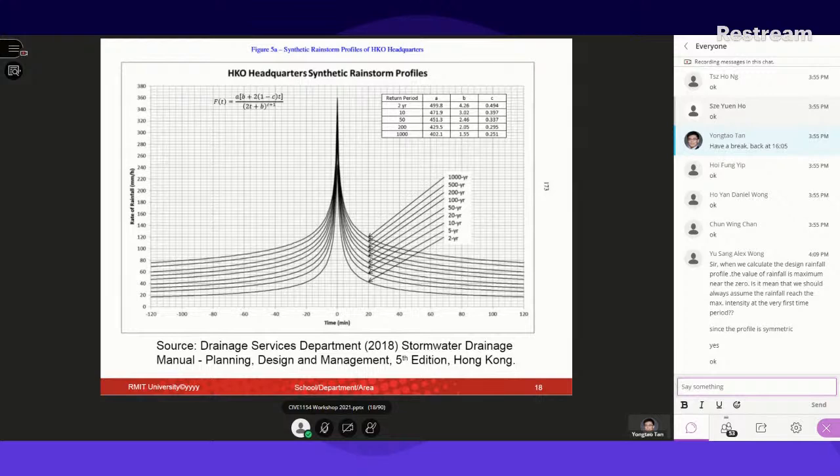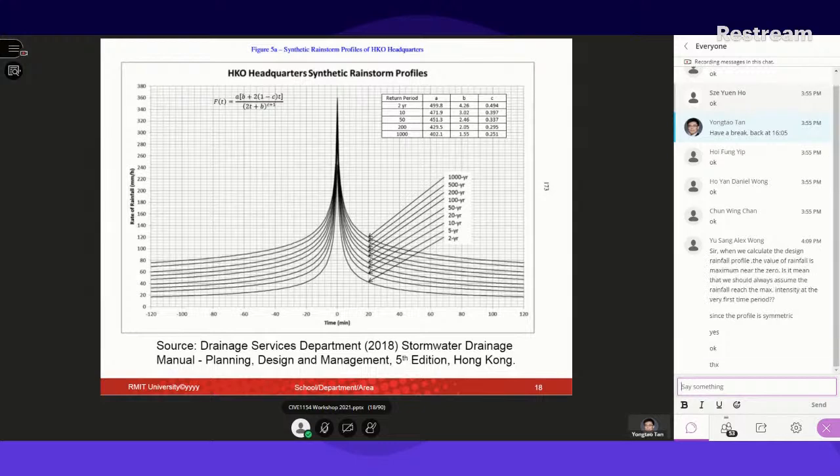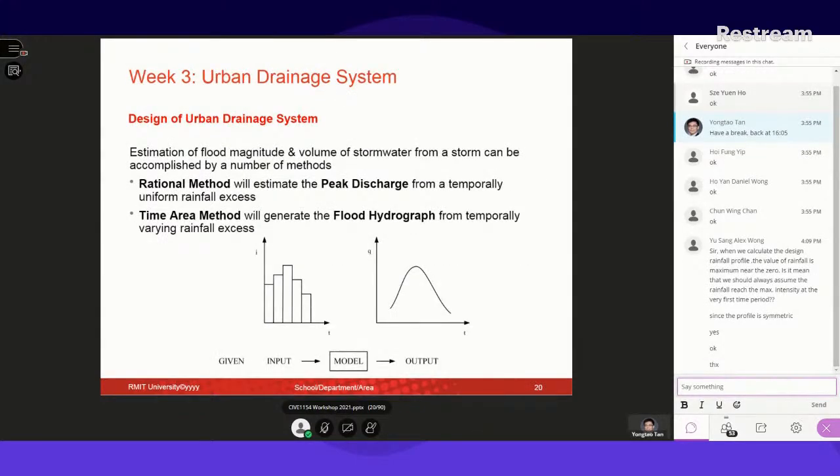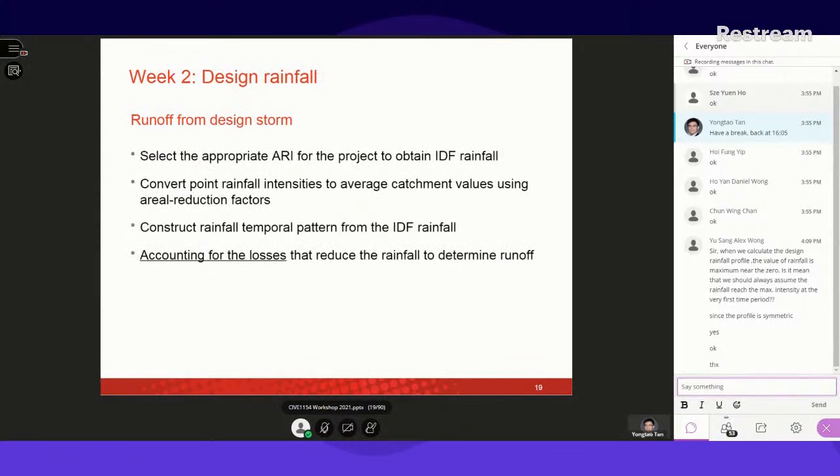Okay, is that clear for you? Okay, let me see. Now, as I mentioned, there are different factors we need to consider to select the ARI, the average recurrence interval, such as the catchment storage, the consequence of failure, the cost, and also future development work in the catchment.